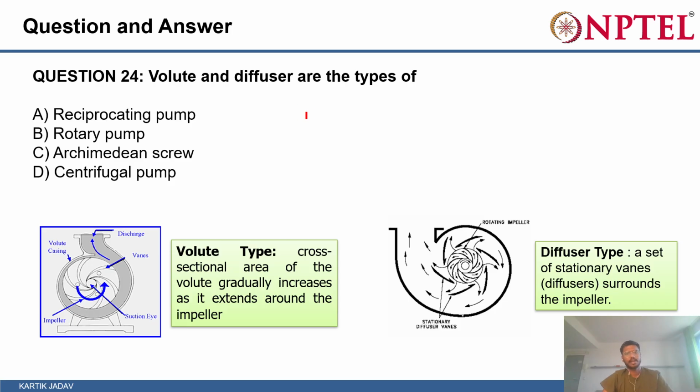Volute and diffuser are types of centrifugal pump. We know that in the volute type, the cross-sectional area of the volute gradually increases as it expands around the impeller. In the diffuser type, we have a diffuser at the end of the impeller, a set of stationary vanes surrounding the impeller. It reduces the velocity of water and converts the velocity into pressure.